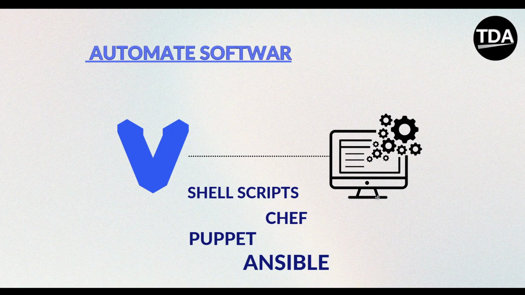Here is where Vagrant gets even more powerful. It can automatically install software when the VM is created. It does this using provisioners such as Shell Script, Chef, Puppet, and Ansible. For example, if you want to automatically install Nginx and start the server when the virtual machine boots, you can add this to your Vagrantfile. This means whenever a new developer joins the project, they don't have to manually install anything.